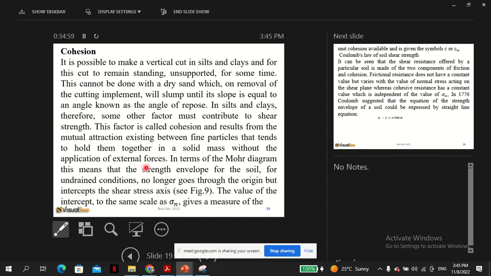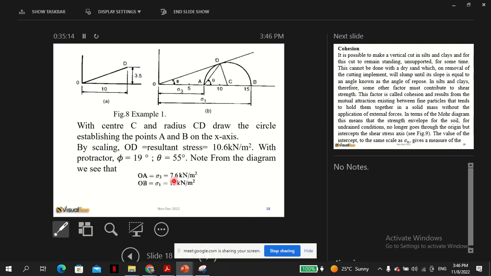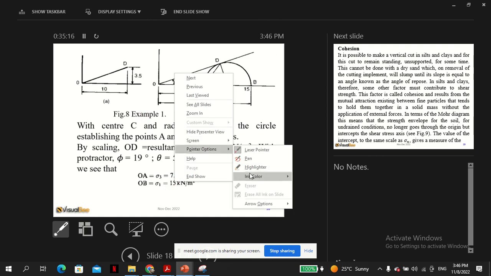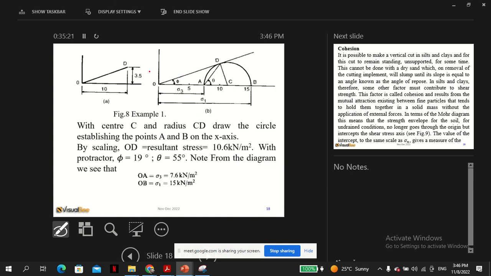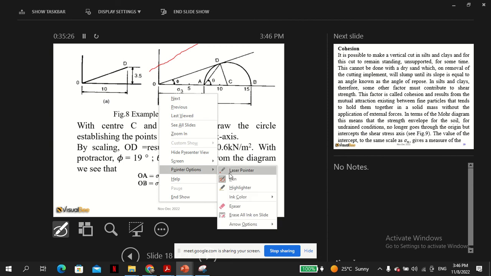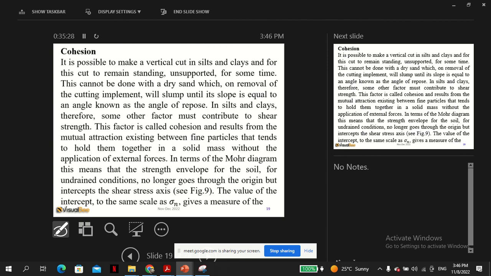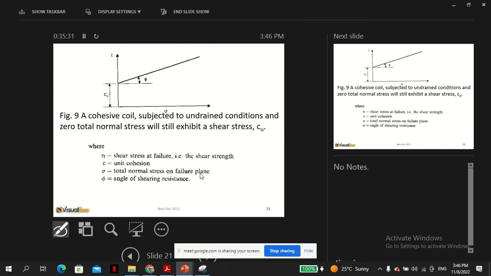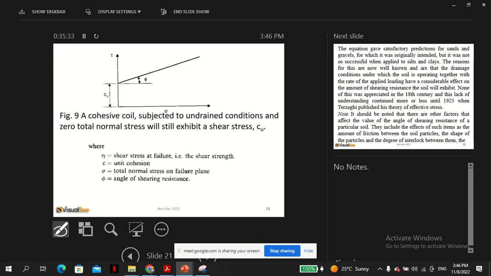So in terms of the Mohr diagram, this means that the strength envelope for the soil for undrained conditions no longer goes through the origin, but cuts the intercept axis. See figure 9. It is better to learn from known to unknown. So this curve will be cutting from there, not from the origin. That's the point. Now let's see this. This is the diagram we're talking about.